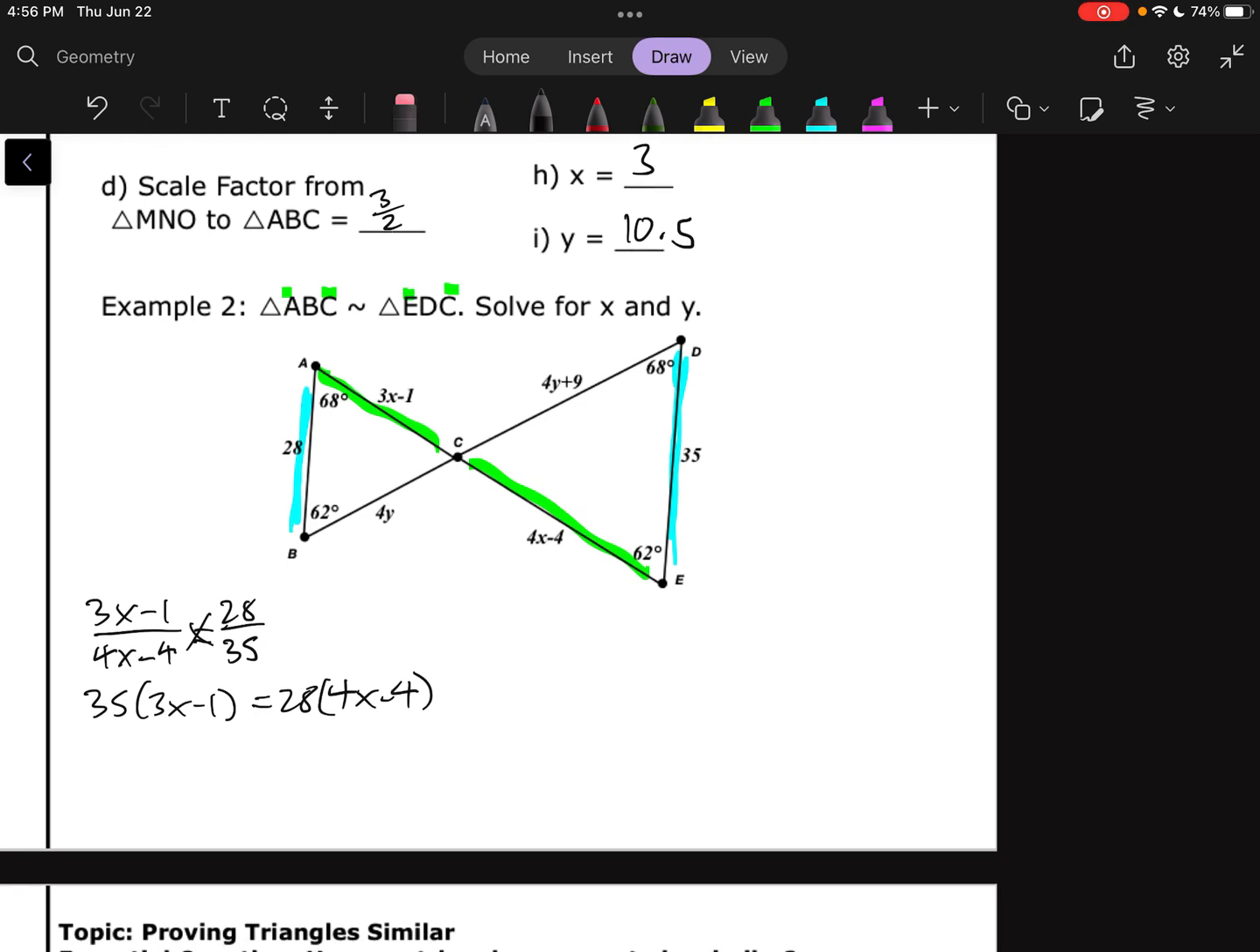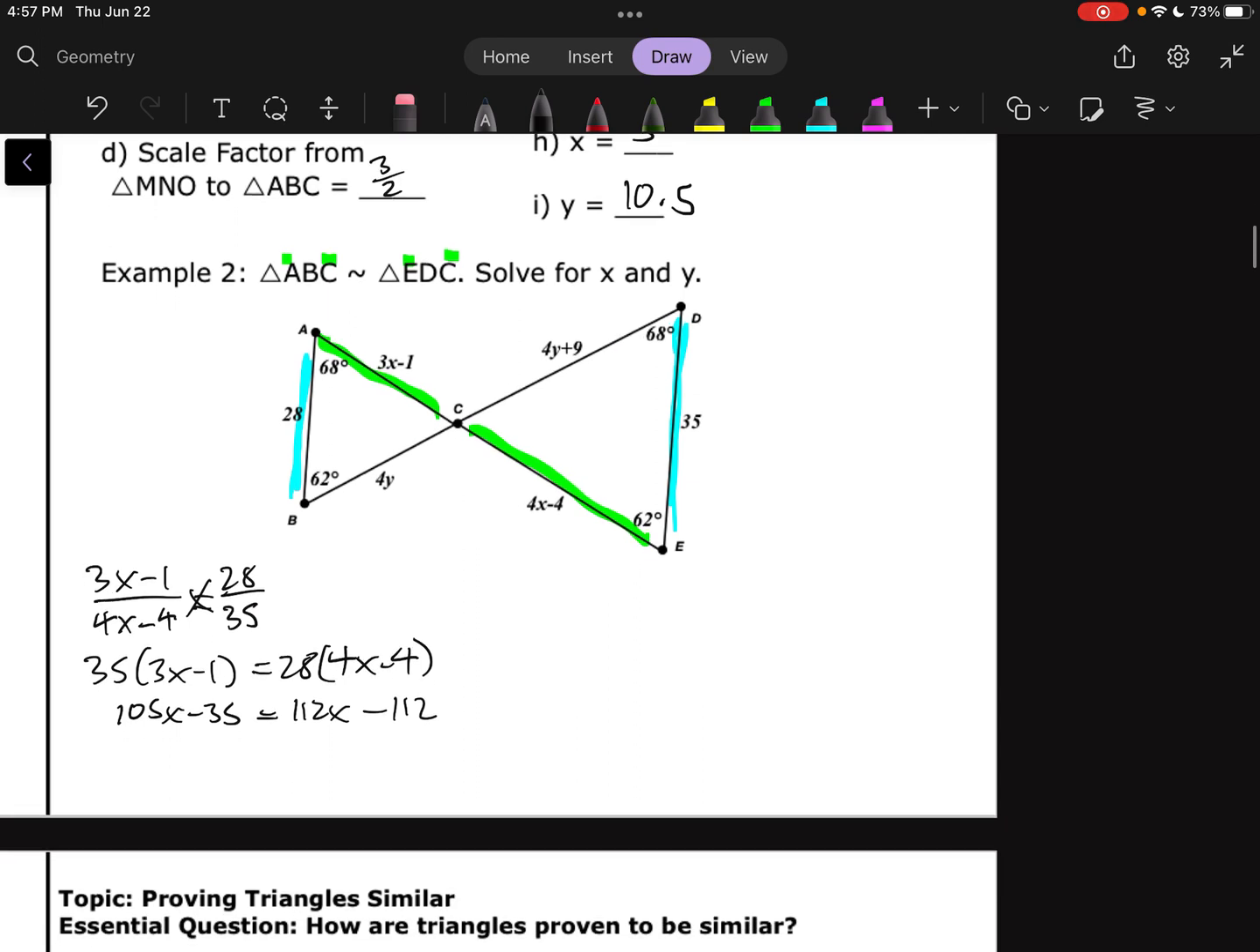35 times 3 is going to be 105. So 105x minus 35 is equal to 28 times 4, which is 112. If I subtract the 105x, I get 7x. And then adding the 35 over, it's going to give me 77. So dividing gives me x to be 11.